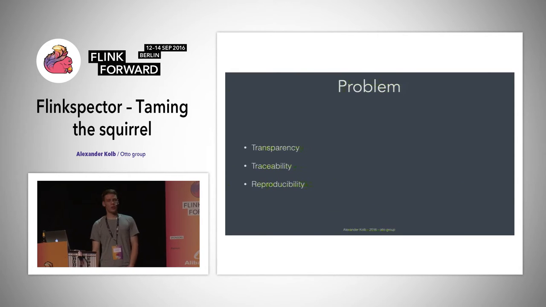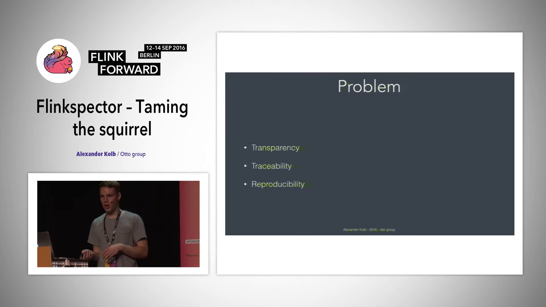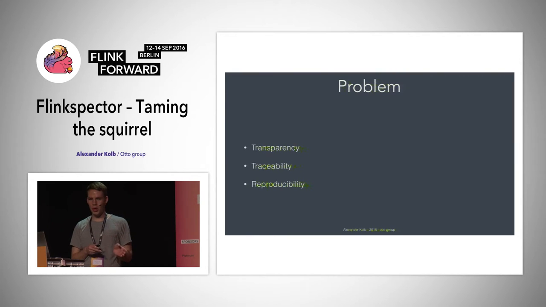So when we began working with Flink more than a year ago, at first we wanted to decide between Flink and Spark, and what we did is we picked our most complex batch job and tried to do it in streaming with both of these frameworks. And working with this, and also having some kind of complex job, we soon had some problems or some hiccups. So there was mostly transparency.